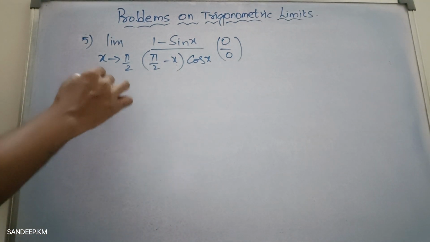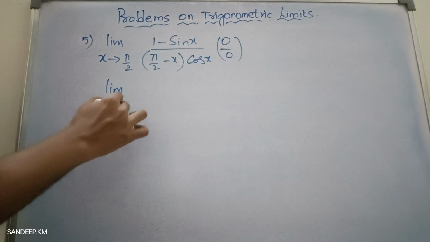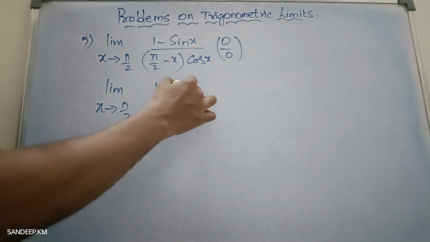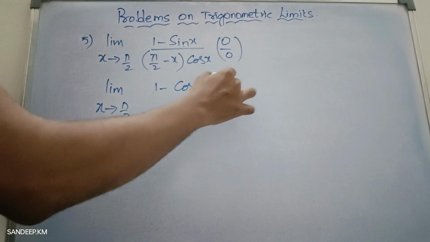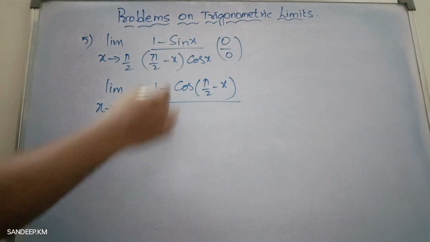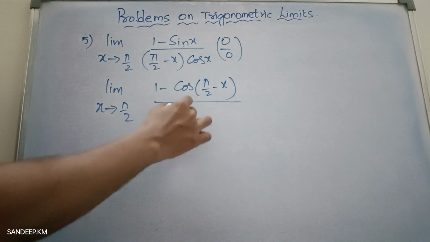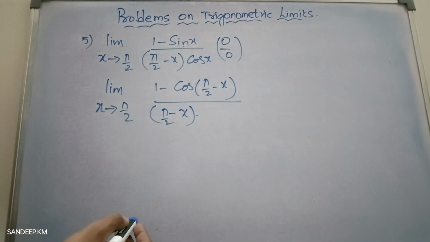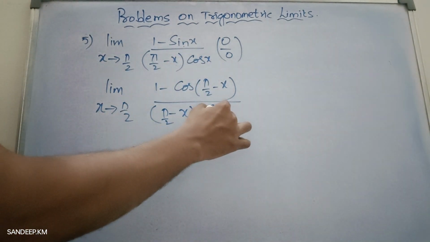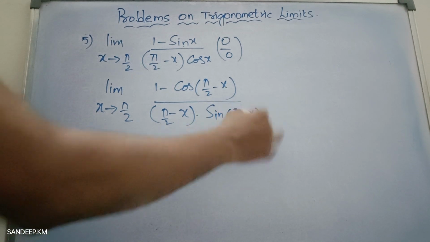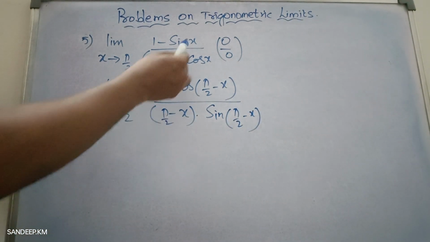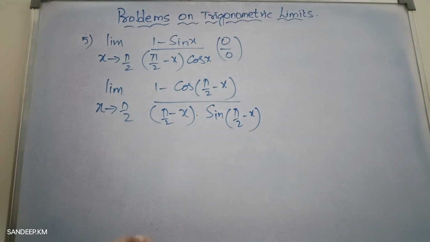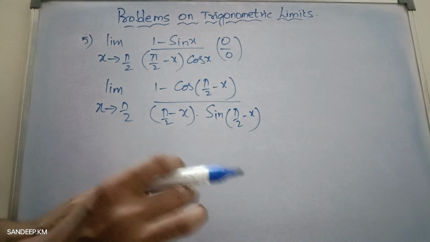So what I am going to do is, dear students, limit x approaches pi by 2, 1 minus, instead of writing sin x, I'll write cos of 90 minus x, divided by 90 minus x as it is, into, instead of cos x, can I write sin of 90 minus x? Sin of 90 minus x. This is needed. So I just converted sin x as cos of 90 minus x and cos x as sin of 90 minus x.